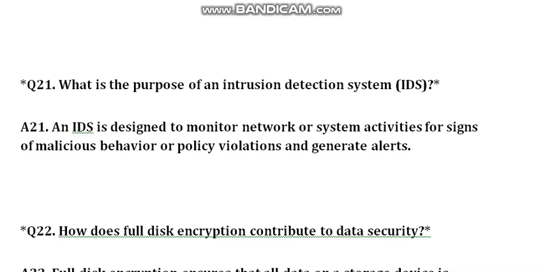What is the purpose of an intrusion detection system, IDS? An IDS is designed to monitor network or system activity for signs of malicious behavior or policy violations and generate an alert.